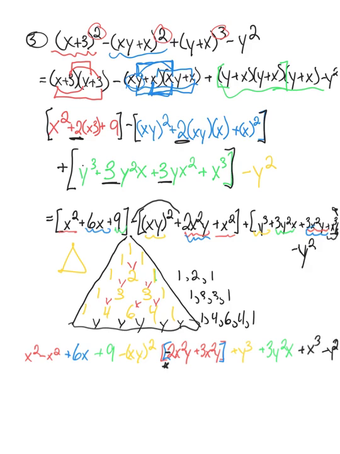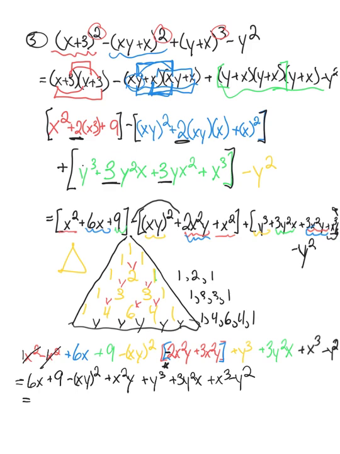Okay, and now let's keep combining these. So now we have basically 1x squared minus 1x squared. The x squareds are gone. So we're left with 6x plus 9 minus (xy) all squared plus x squared y, because 3 minus 2 is 1, plus y cubed plus 3y squared x plus x cubed minus y squared.